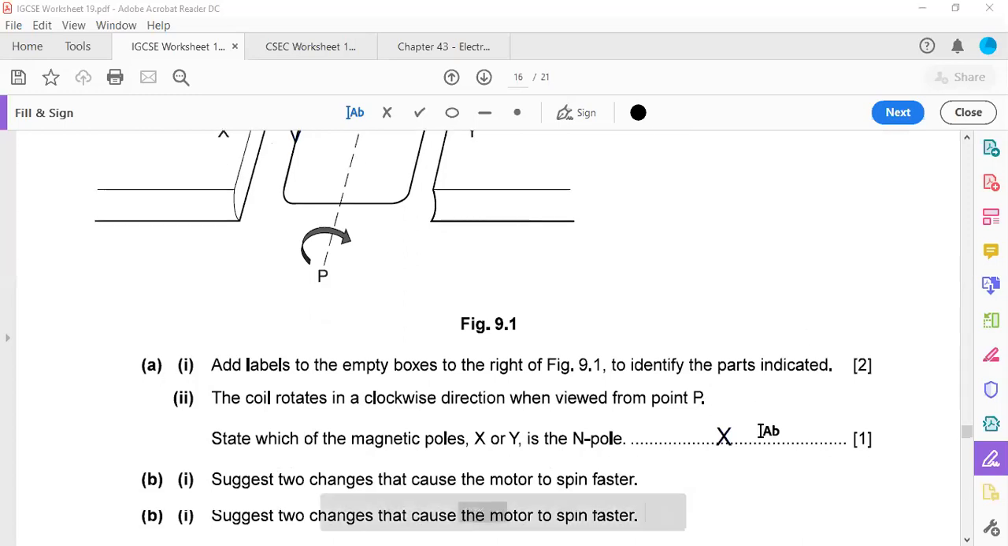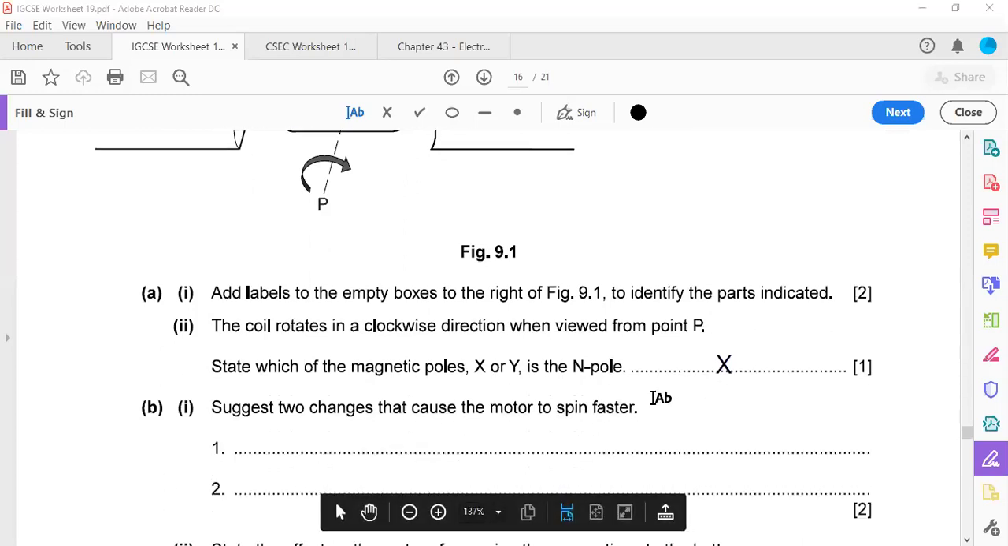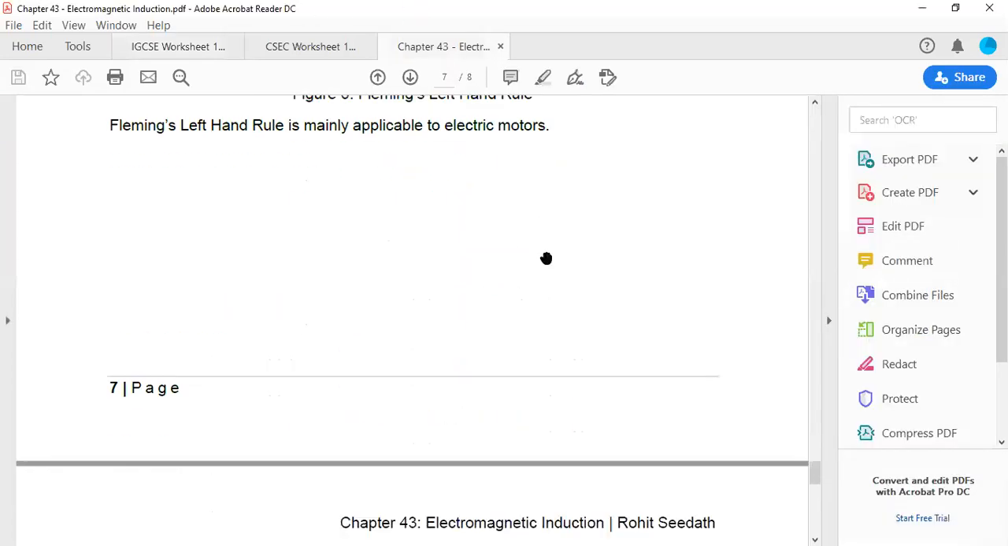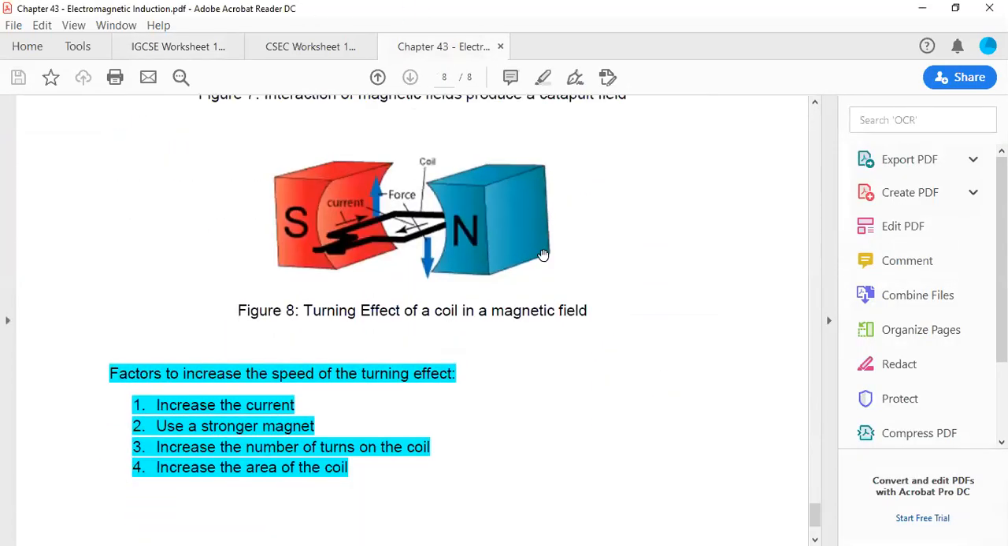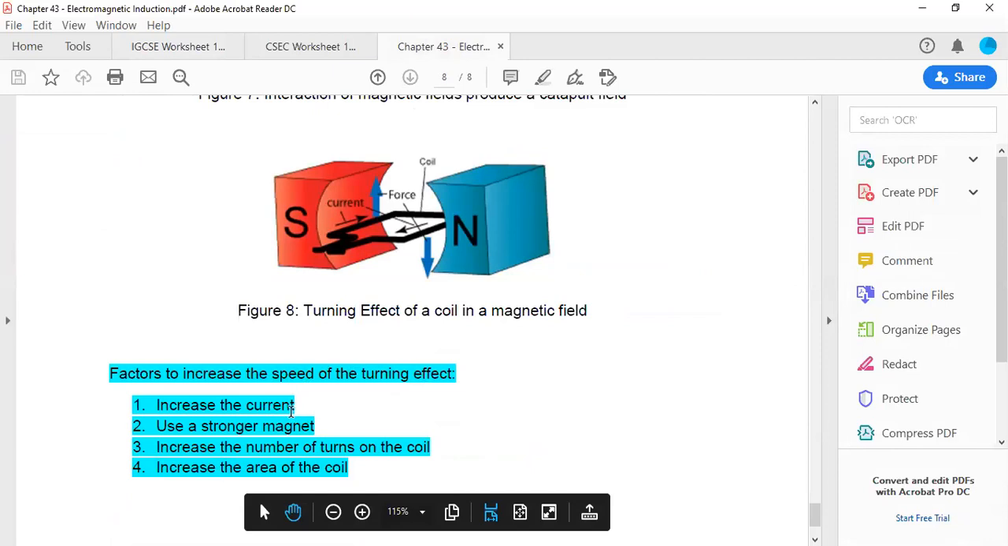Good, nice. So we're moving on. They said suggest two changes that could cause the motor to spin faster. So if we go back to our notes, what could cause a motor to spin faster? Factors to increase the speed of a turning effect, which is the same thing as a motor. What we could do: increase the current, use a stronger magnet, increase the number of turns in the coil, or increase the area of the coil. So we have four things, but they only ask us for two.